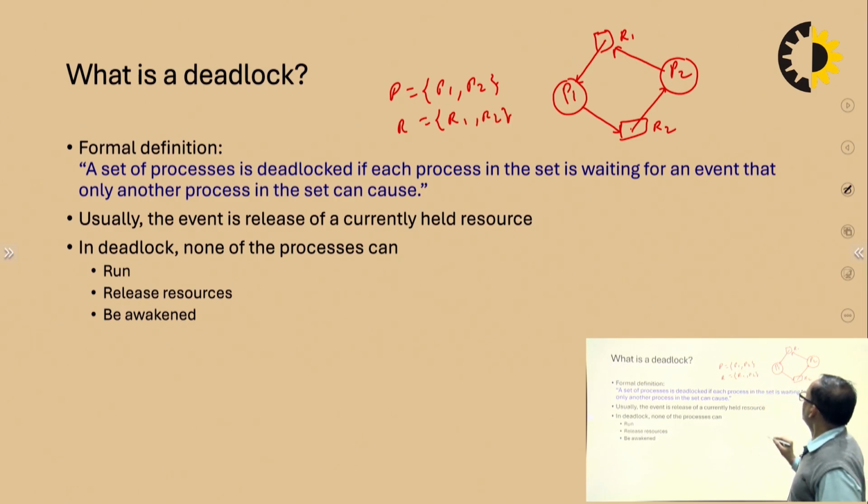Both processes P1 and P2 require R1 and R2 to complete their execution, but P1 is waiting for R2 and P2 is waiting for R1. So this is a situation of deadlock. Neither P1 can progress nor can P2 progress. So this situation is known as deadlock.